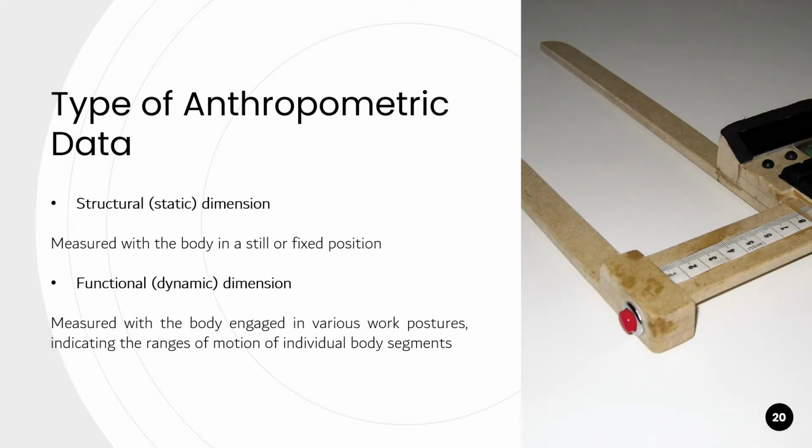The anthropometric data are data on different human body sizes and shapes. It is collected in two categories. First, structural or static dimension. These are measurements with the body in a still or fixed position, for example, stature or height, weight, and head circumference. Second, functional or dynamic dimension. These are measured with the body engaged in various work postures, indicating the range of motion of individual body segments.